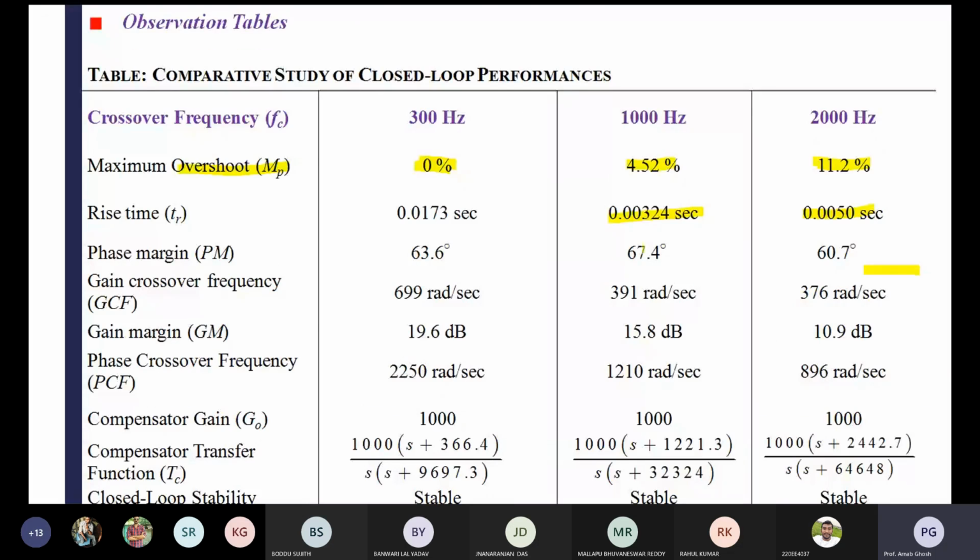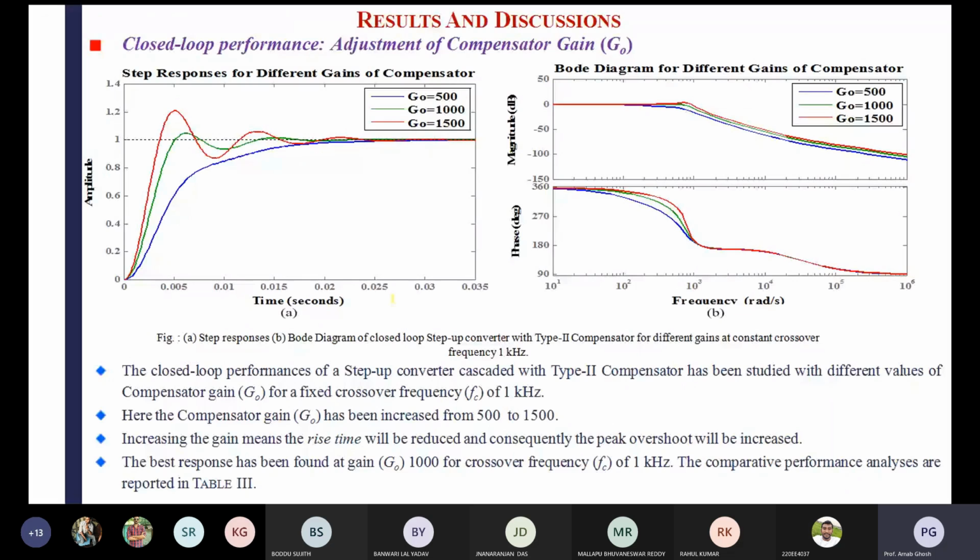Then you are changing the adjustment of the compensator gain. If you increase the gain, you can see that the overshoot is more. So gain means G0. The red one is 1500, then G0 is 1000, then G0 is 500. 500 gives a very sluggish response, 1000 gives you the optimum value, and 1500 gain gives you more overshoot as well as the response is not so good. That is given in the table. So in that value comparison you can see that 1000 gives you the better response.